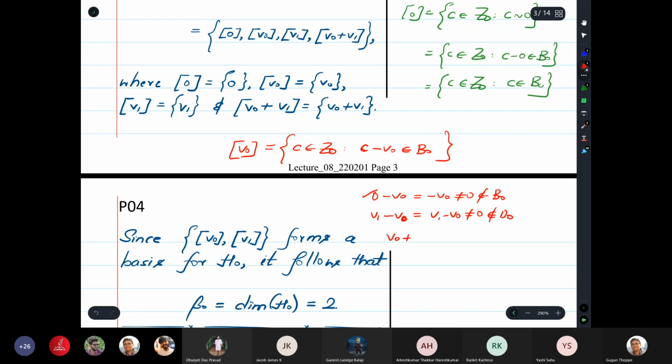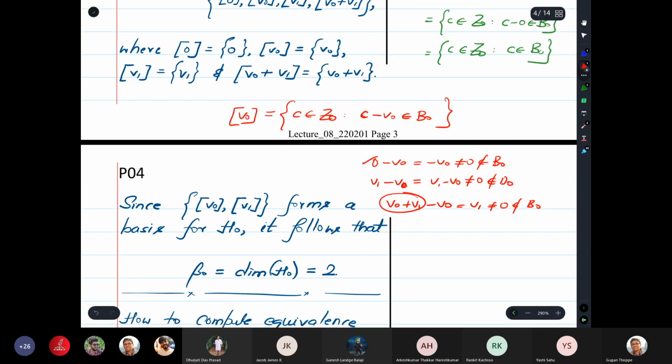What about V0 plus V1 minus V0? This is the other element in Z0. Well, V0 plus V1 minus V0 is V1, and this is again not equal to 0. Hence, this also does not belong to B0. So you can see that the only element that is equivalent to V0 is V0 itself, and the reason for that is that V0 minus V0 is 0 and this belongs to B0, right?